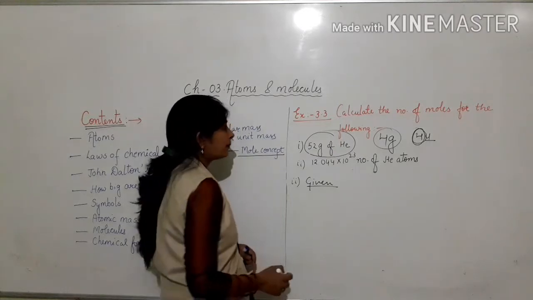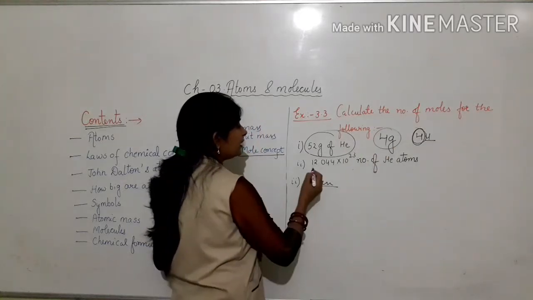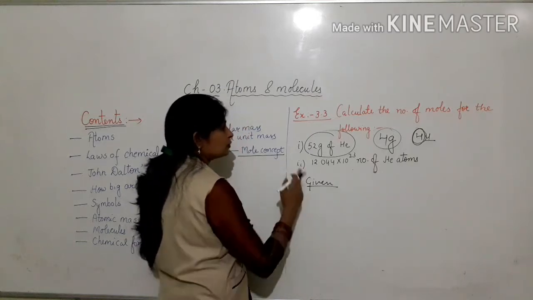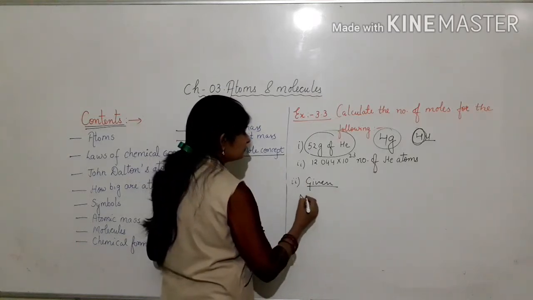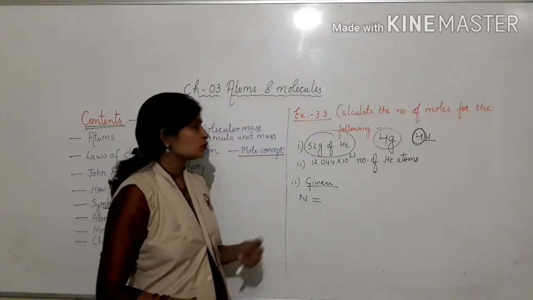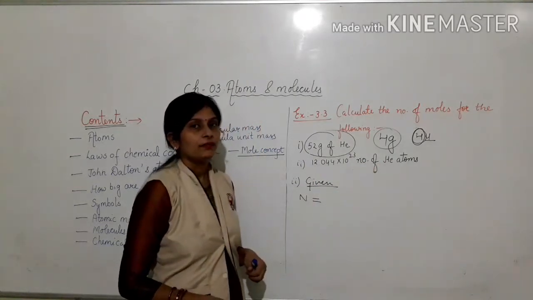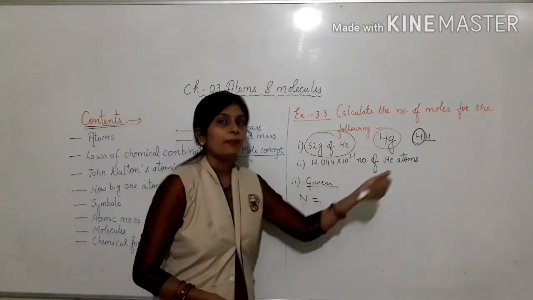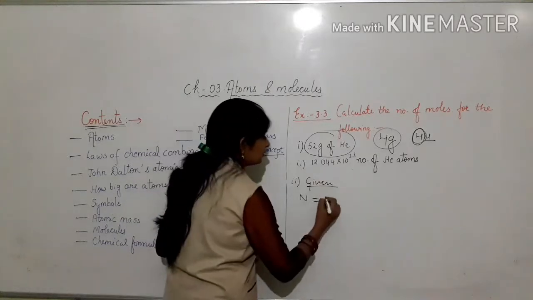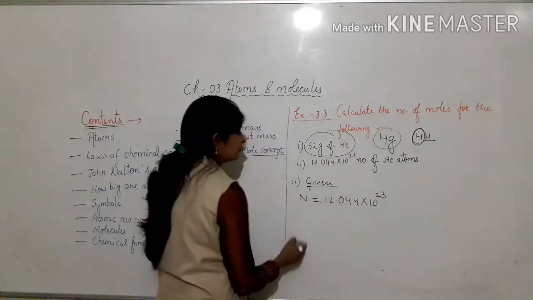Now the second part. In the second part we have to calculate the number of moles in 12.044 × 10^23 helium atoms. So what is given? Number of particles, meaning number of atoms. Number of helium atoms is given, meaning number of particles, denoted with capital N, is equal to 12.044 × 10^23.